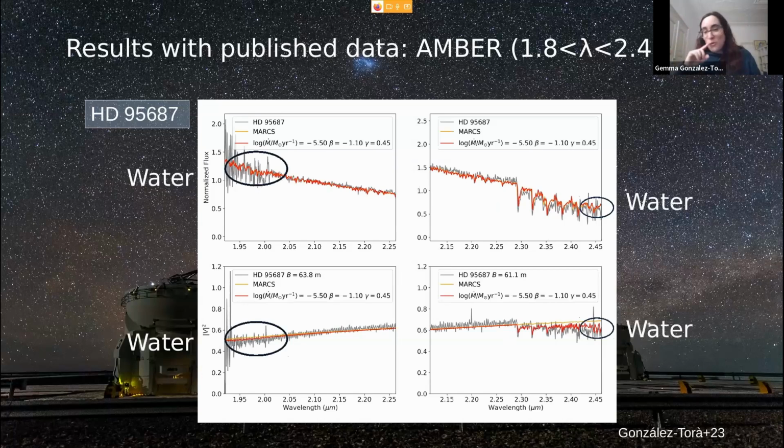Of course, there's also water. And as I said, water is formed closer to the photosphere. So basically, it's going to be more sensitive to these beta and gamma parameters of the density profile.